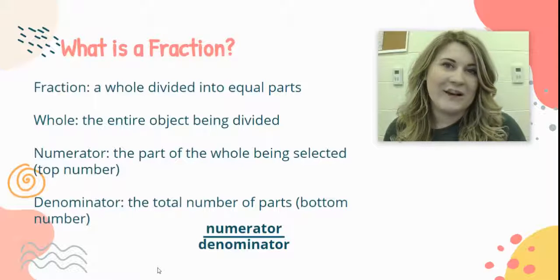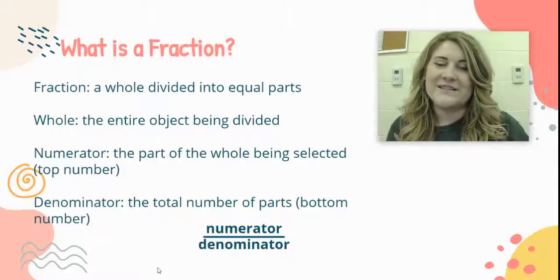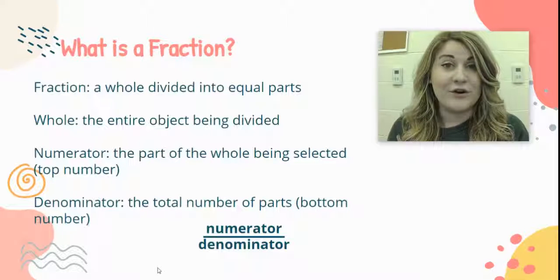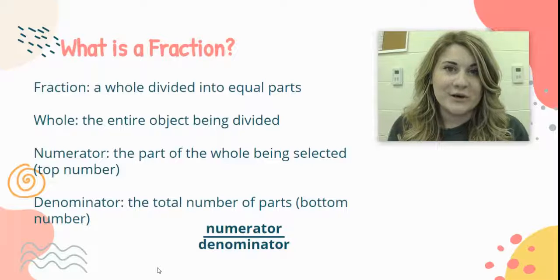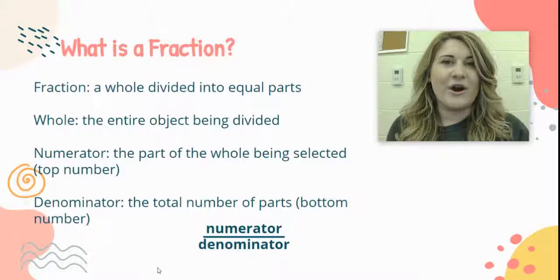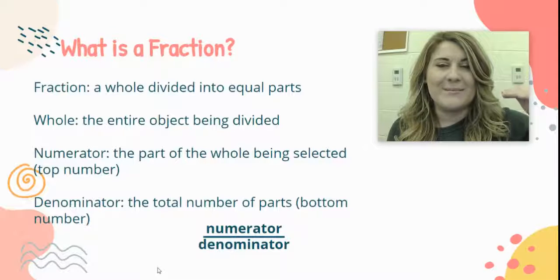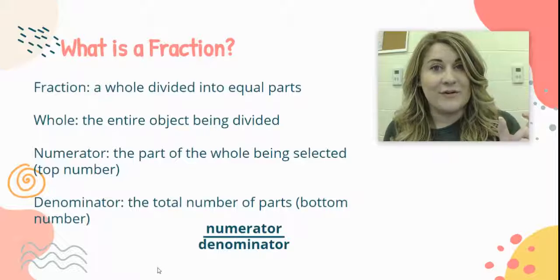So a numerator is our top number, and we know it's our top number because the N in numerator stands for north, and the direction north points up. So our numerator is north, and that is our part. That is how many pieces are colored in, or how many pieces are shaded in, how many pieces are missing, whatever your question is asking you to find, that part is going to be your numerator.